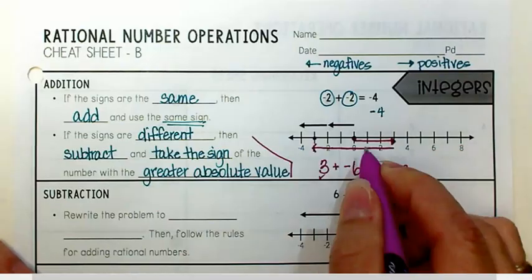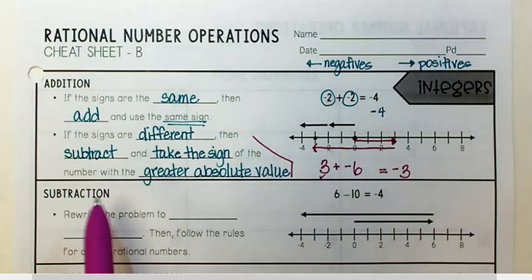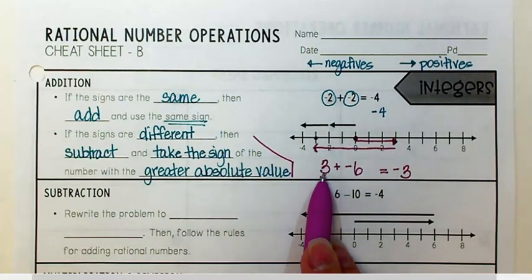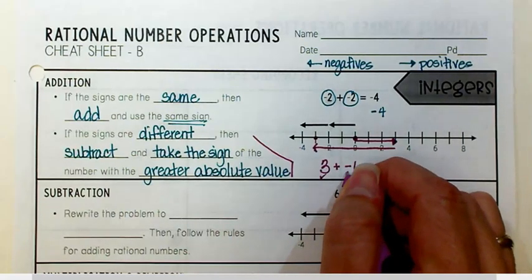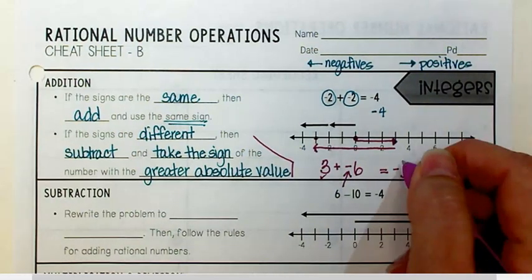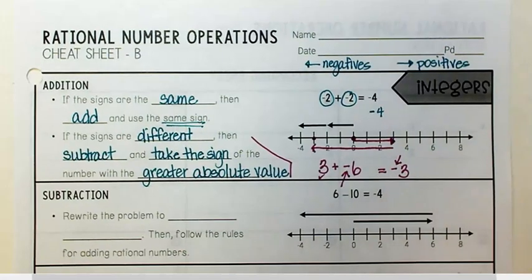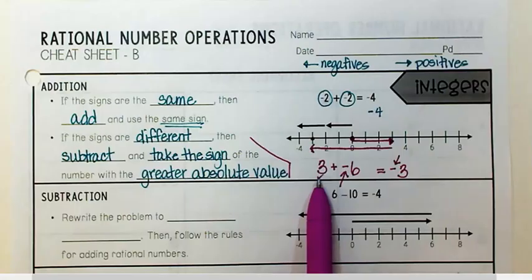I wind up at -3 if I do my number line, but I also wind up at -3 if I just look at this as 3 and 6. 6 minus 3 is 3, and then I remember that the 6 really had a negative sign, and so the answer is going to have a negative sign as well, because the absolute value of -6 is greater than the absolute value of 3.